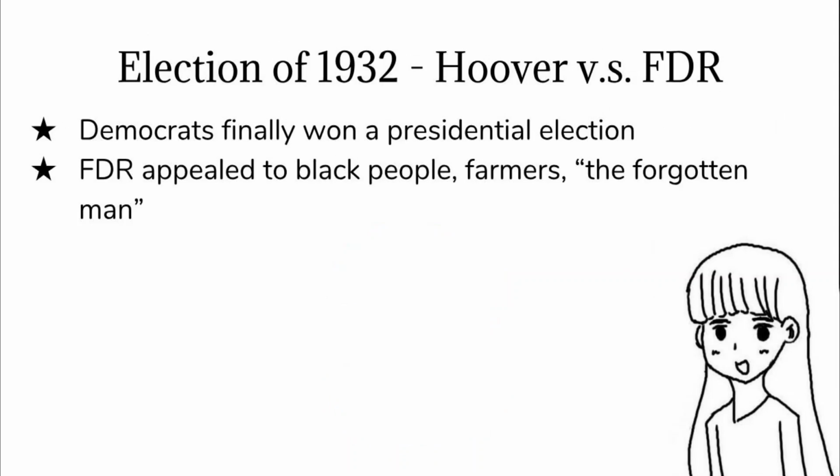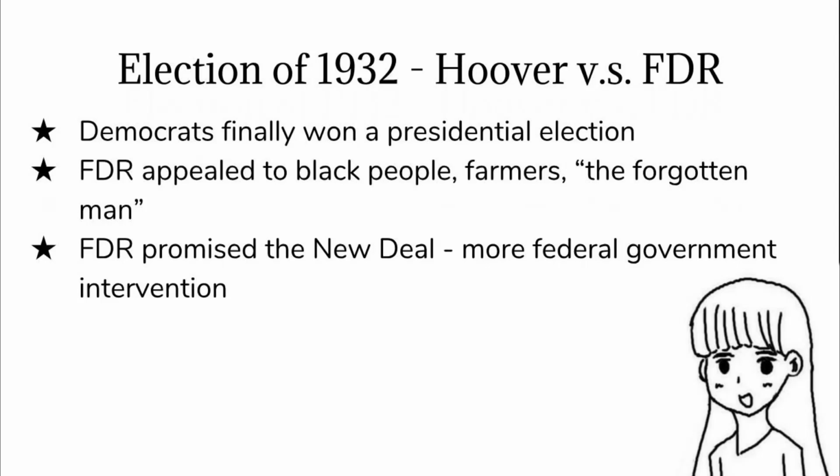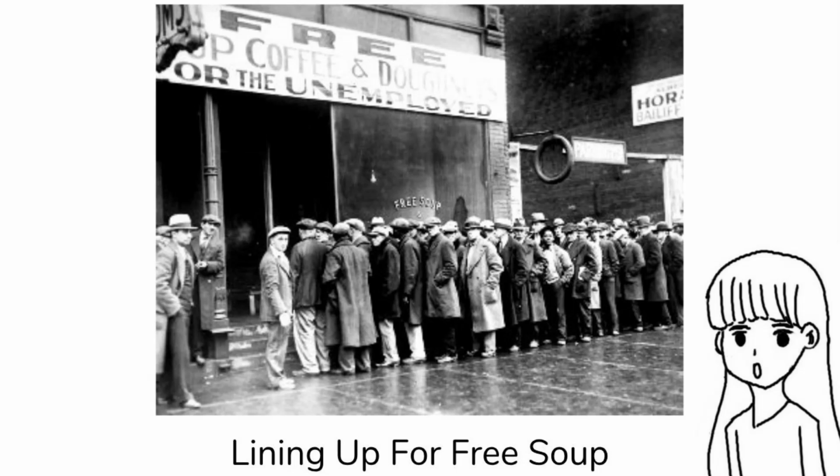So FDR appealed to black people, farmers, and the forgotten man. So basically the people who were poor and not represented. So that's partly why he won. He also promised the New Deal, which brings more federal government intervention because Hoover wasn't doing enough. And you can see in this picture that there are people lining up for free soup. The economy is pretty bad, and hopefully FDR can turn it around.